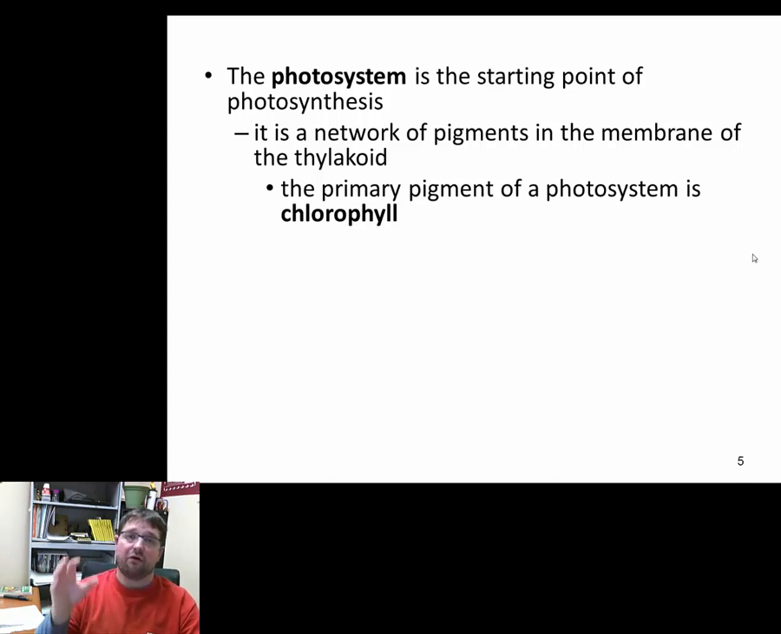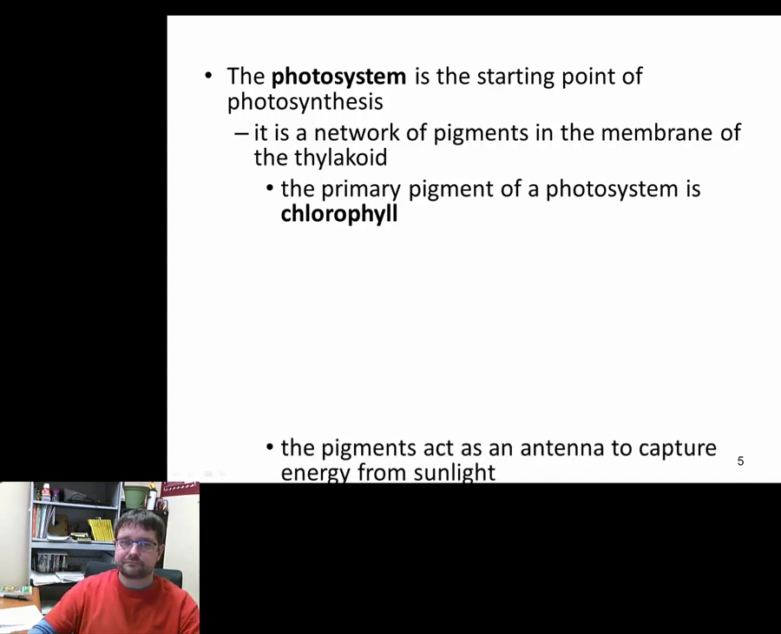Now, that's not to say that all plants that do photosynthesis have chlorophyll as their primary pigment. That's not true. It definitely depends on the species of plant what their primary pigment is. But most plants, if you look at them and they're green, then their primary pigment is chlorophyll.